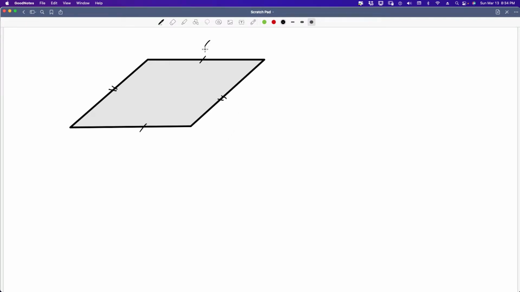So let's look at this one. This side has a length of 6. This side has a length of 4. But in order to do this accurately, we need to know the height of the parallelogram. So the height of this parallelogram is 3. And we're going to say this is in inches just to make it easy.